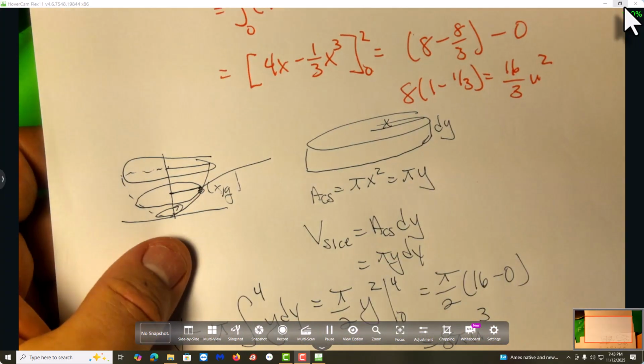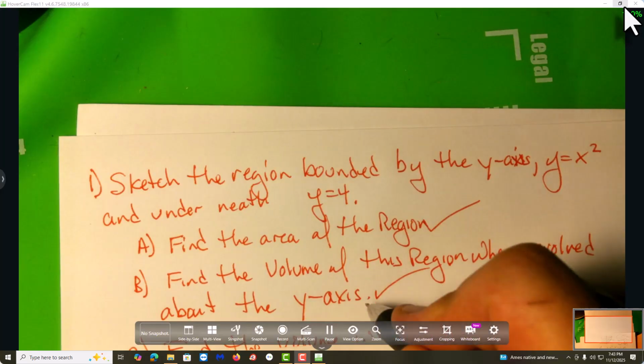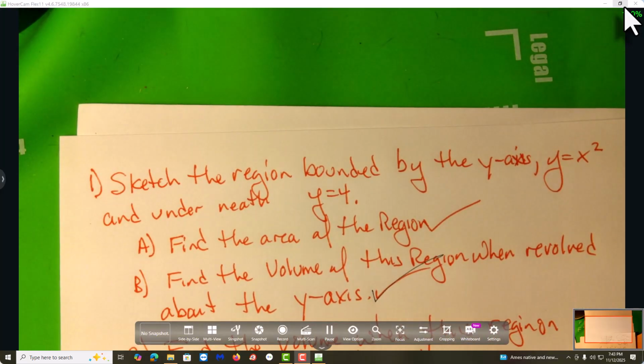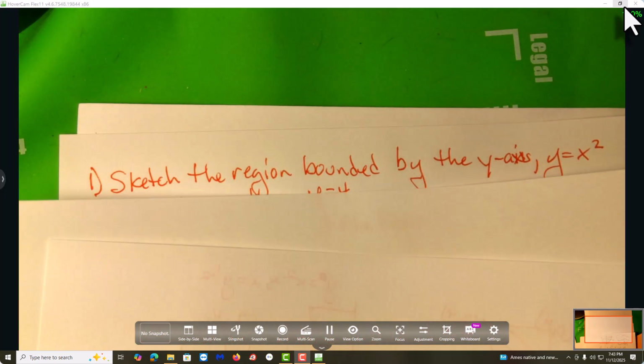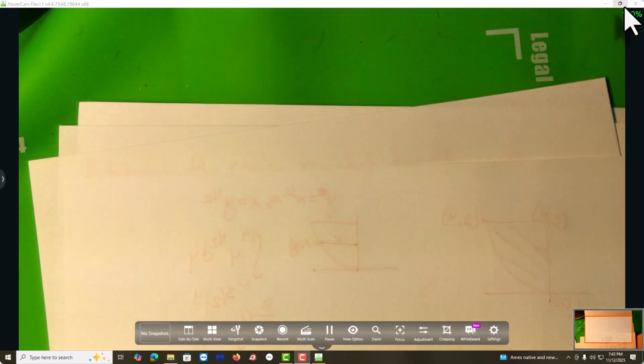Okay, now let's go take a look. And we've redone that. Now the interesting one, which is new, because this is a non-trivial line. We're going to take this region, and now we're going to revolve it around the line y equals 4. That's the cool one.